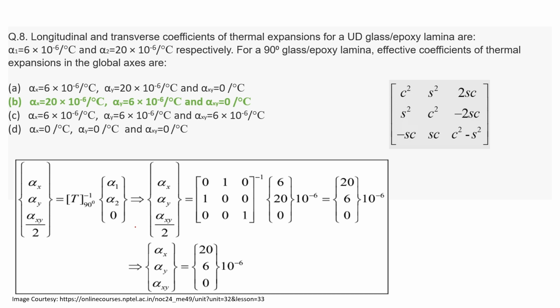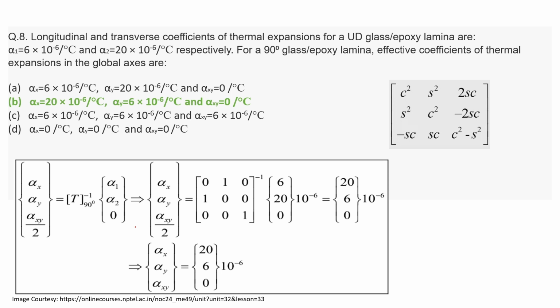Next question is: longitudinal and transverse coefficient of thermal expansion for a UD glass epoxy lamina are, the value of alpha 1 is given as 6 into 10 to the power minus 6 per degree Celsius and alpha 2 equal to 20 into 10 to the power minus 6 per degree Celsius respectively. For a 90-degree glass epoxy lamina, effective coefficients of thermal expansion in the global axis are. So we have to directly find from the material axis in the global axis.